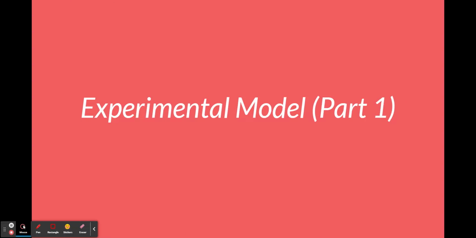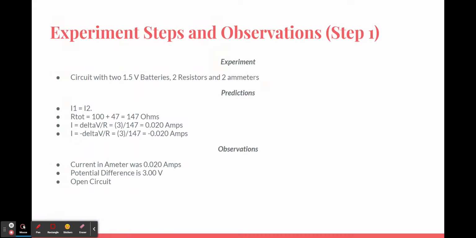So, experimental model part 1. The first experiment that we did was a circuit with two 1.5 volt batteries, two resistors, and two ammeters. My prediction was that the current would be equal on both sides. R total would be 100 plus 47, as the resistors had 100 ohms and 47 ohms, which equals 147 ohms total. Now, I equals delta V divided by R, which is 0.02 amps. And if I reversed the ammeter, it'd just be the negative of that. The current on the ammeter was 0.02 amps, as shown by the prediction, so that was correct.